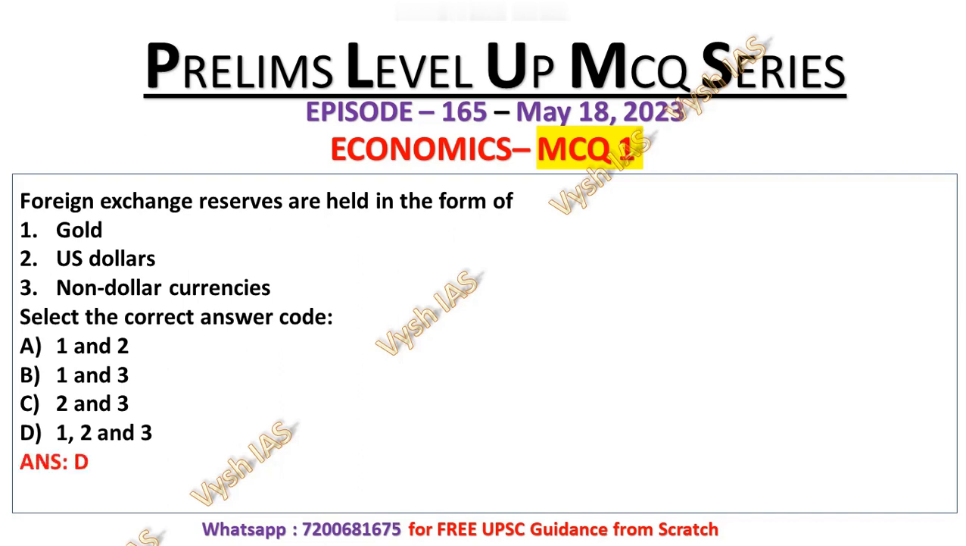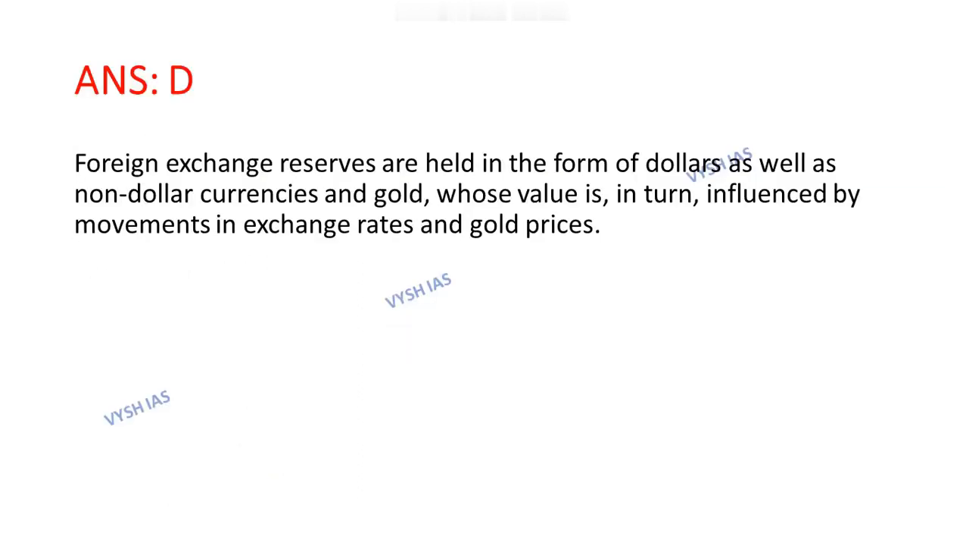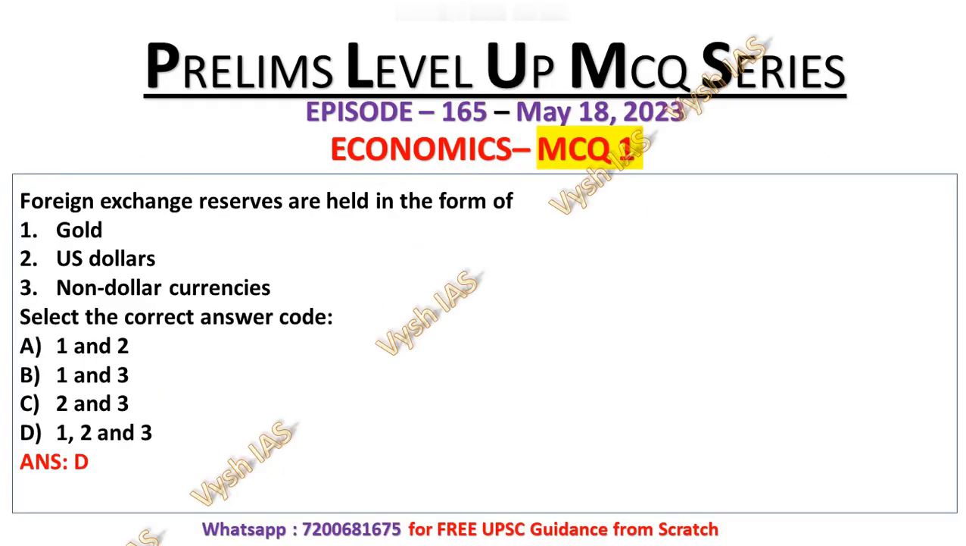So its correct answer will be option D, which means that gold, US dollar and non-dollar currency all are held in the form of foreign exchange reserves. Now let's look at the explanation. The explanation is very short. Foreign exchange reserves are held in the form of dollars as well as non-dollar currency and gold, whose value in turn is influenced by movements in exchange rates and gold prices. That's why all the three things are in the foreign exchange reserves.